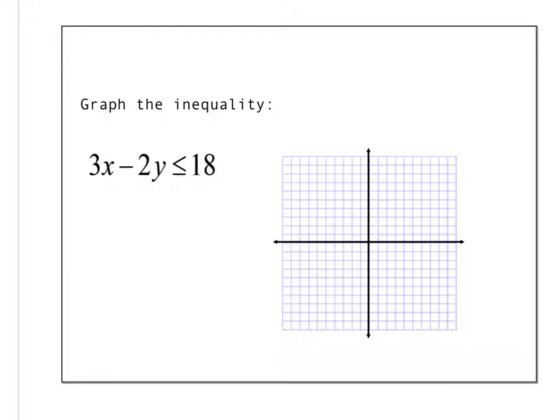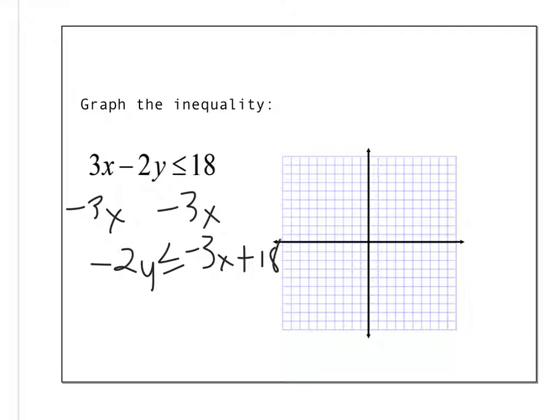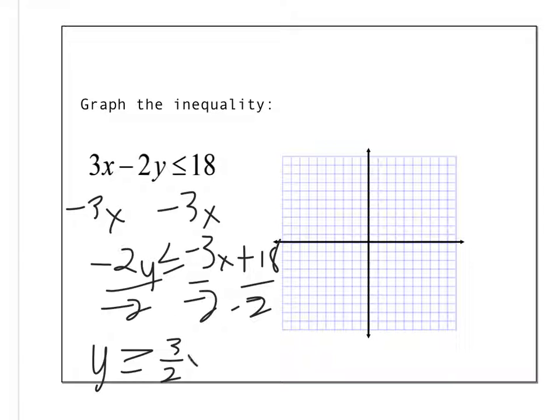So what I'm looking at is this. I can subtract 3x: negative 2y less than or equal to negative 3x plus 18, and then divide everything by negative 2. In doing that, it becomes y, flip the sign, 3 halves x minus 9. So what that becomes is this. I'm at negative 9, so I'm going to go up 3 over 2, up 3 over 2, up 3 over 2.